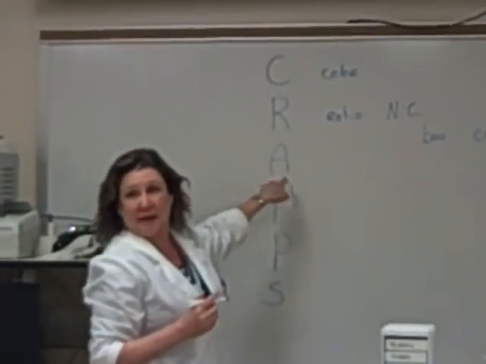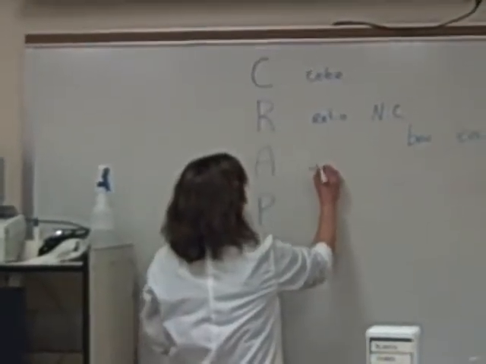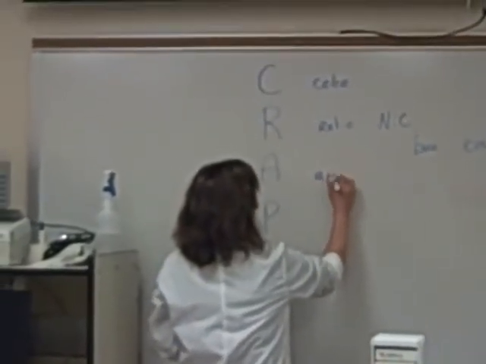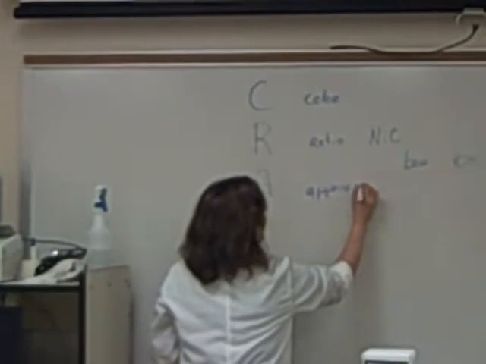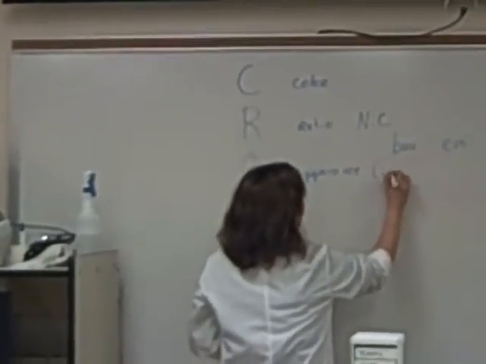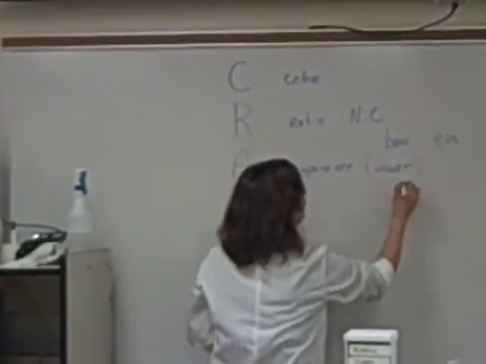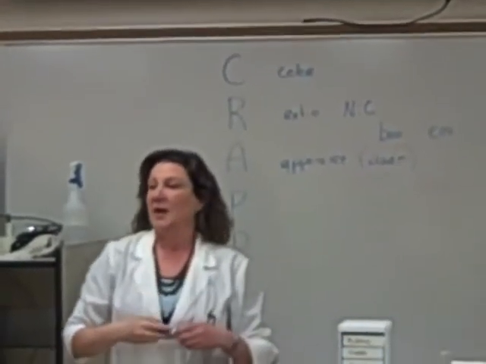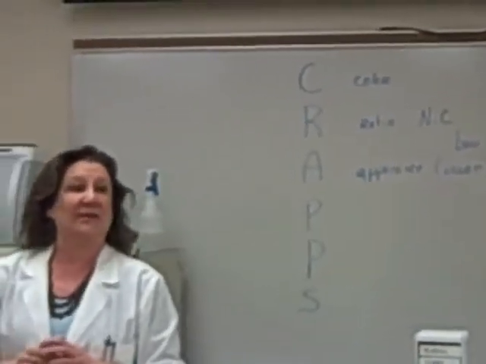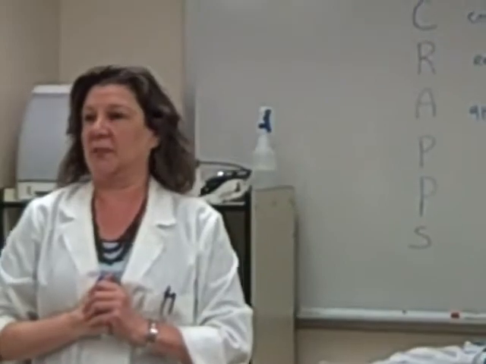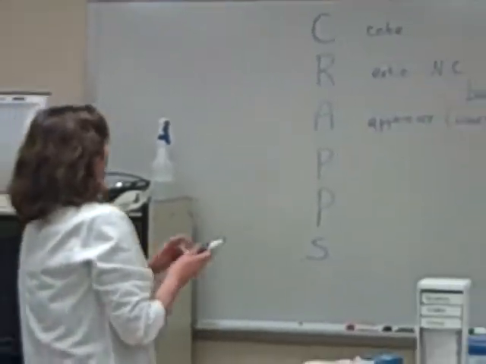A, for lack of a better word, is appearance. And specifically here, I'm looking for, are there Auer rods, which also starts with an A. Auer rods are not going to be seen in normal cells. They're going to be in blasts. So when we get to abnormal diffs, that's an important characteristic that we're going to look for. Right now, you better not see any Auer rods in any of our blood.